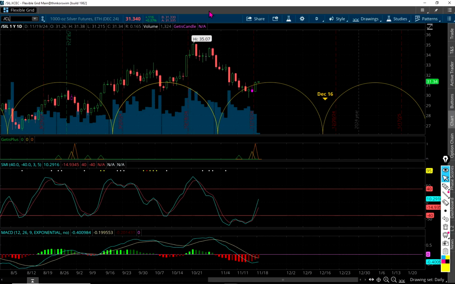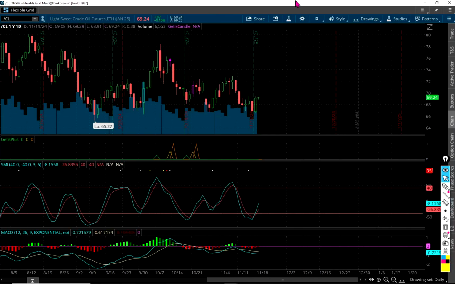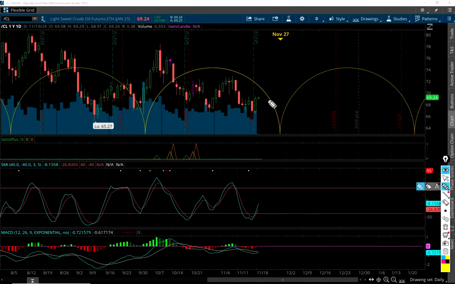Crude oil. Negative territory here in momentum. November 27th is the cycle low. Gosh, I just think it's going to have to do a lot of work. Maybe it gets up to 72, maybe even 74, but probably not. Bing, bong. The witch is dead, as they say. Crude oil still looks weak to me.